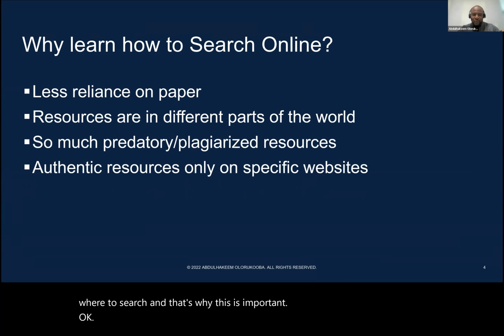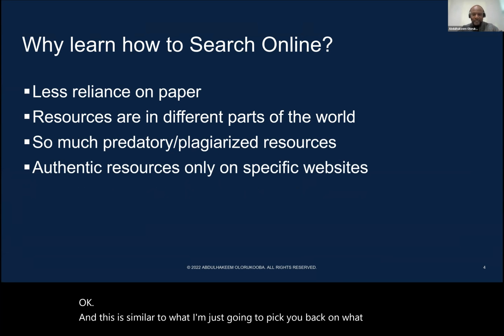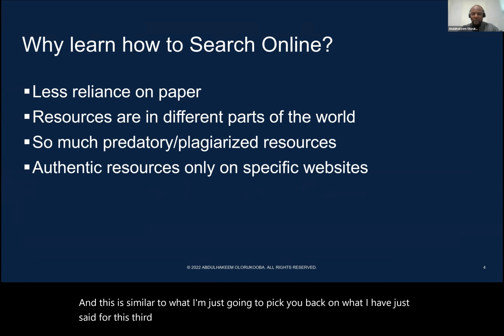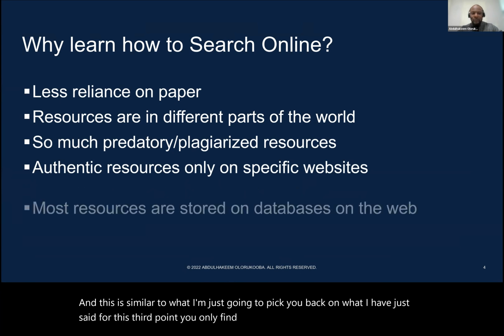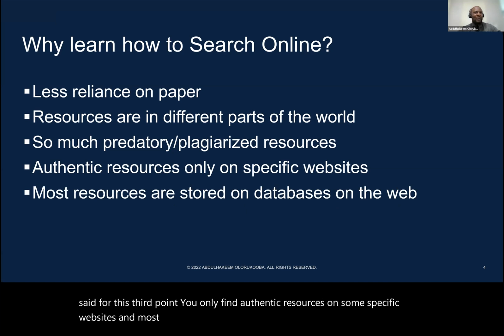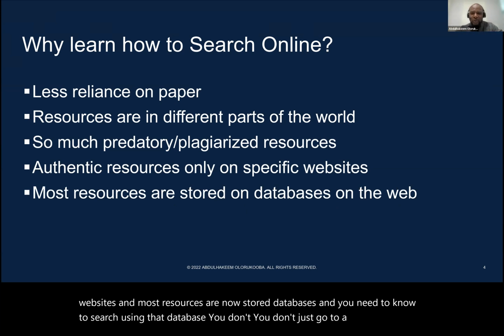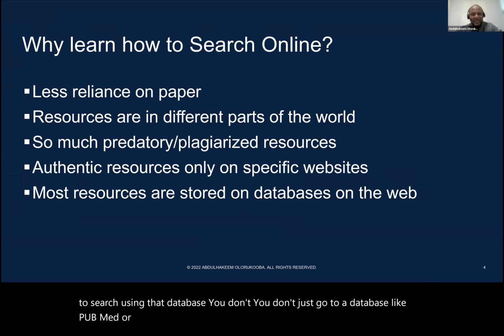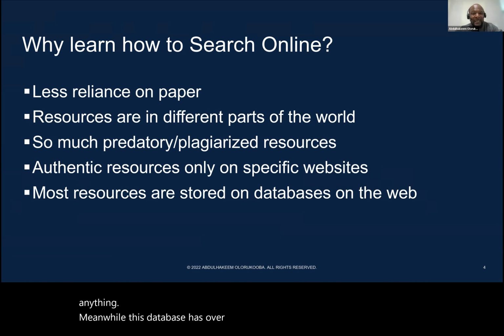Yeah, and I'm just going to piggyback on what I've just said for this third point. You only find authentic resources on some specific websites, and most resources are now stored on databases, and you need to know how to search using that database. You won't just go to a database like Pubmed or EBSCOhost or Embase or Hinari and just search anything. You won't find anything. Meanwhile, this database has over 10,000 journals, not 10,000 articles, 10,000 journals.